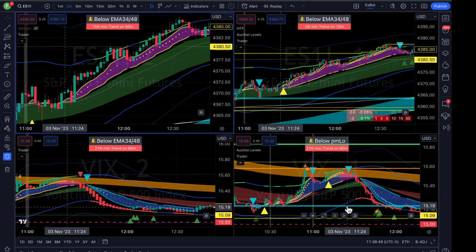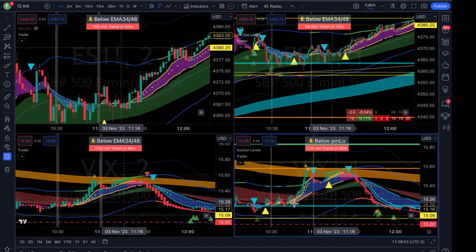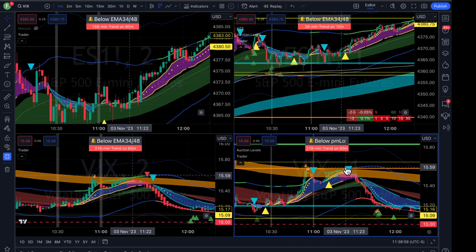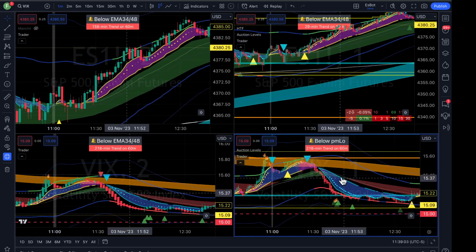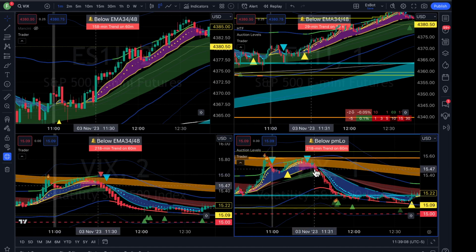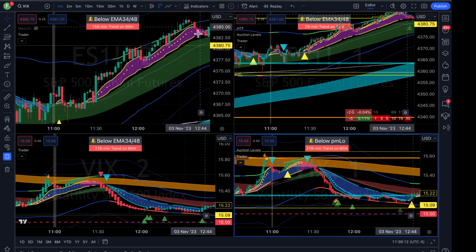So again, a lot of our strategy is based on the 34/48 EMA cloud. And so you can see VIX coming up, rejecting the 48, coming down, trying again, rejecting again, and that second rejection making it stronger. So you can see that on the 2 minute, when you get this blue triangle, there you go, you're moving up.